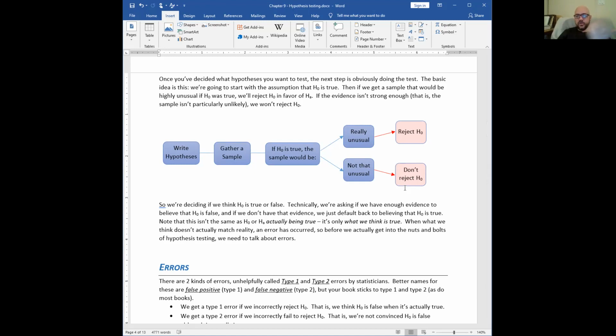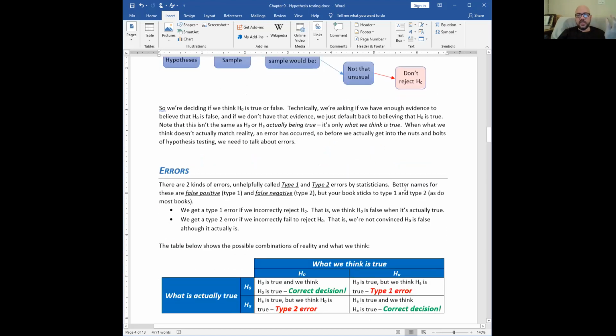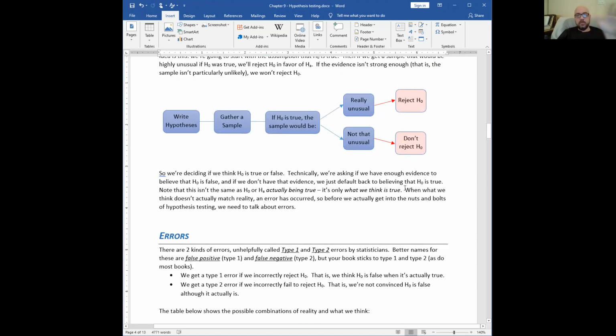And in those cases, those are the errors, right? When I say errors, I don't mean you've done the math wrong. What I mean is the sample was strange and led you to a conclusion that was not actually correct.